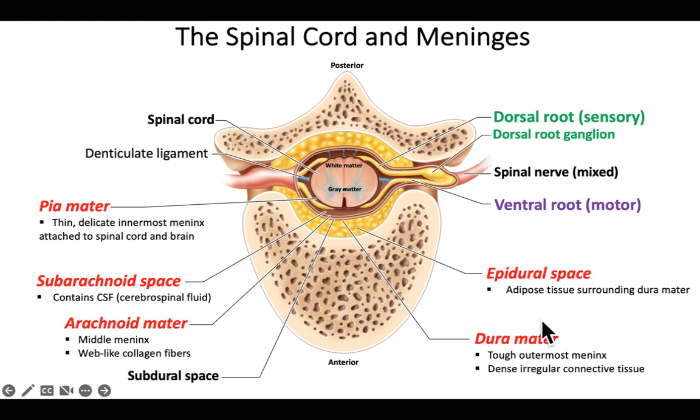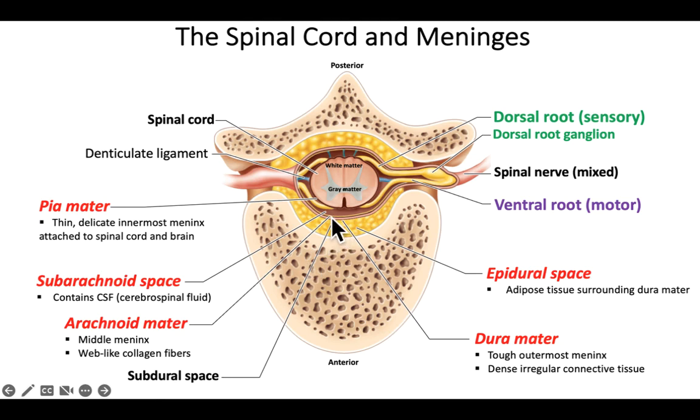All right, so meninges is plural, meninx is singular. So that's going to be the tough outermost meninx. It's made up of dense, irregular connective tissue. If we go through that layer, there's a little bit of a space between it and the next layer of the meninges. So there's what's called the subdural space.